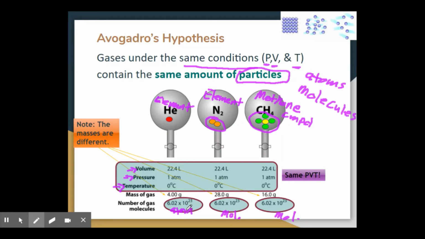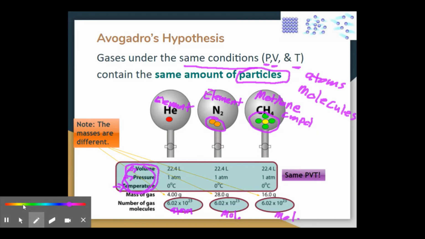But you don't have to memorize that number. You just have to understand that no matter what these numbers are, as long as the pressure, volume, and temperature are the same, this number is going to be the same for every sample of gas because they're under the same conditions.